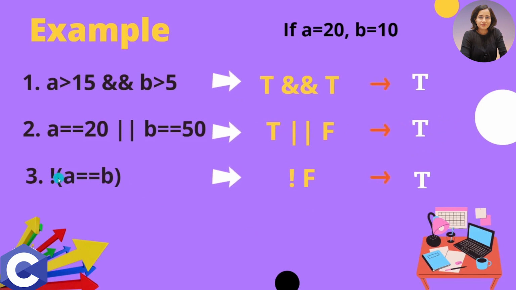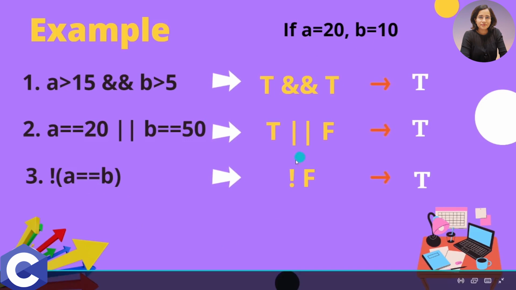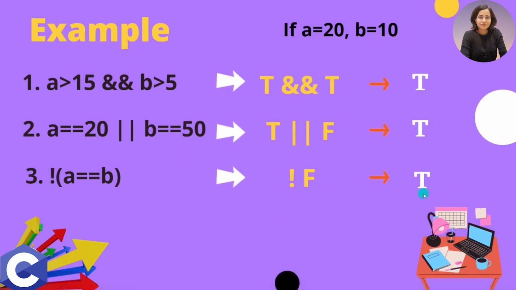Now next we have the NOT operator. The NOT operator is used to negate the value. So let's take this condition: A is equal to B. You can see here these both values are not equal, so we got the answer false. So the negation of false is true. This operator reverses the answer. If it is false, it will become true. If it is true, it will become false.